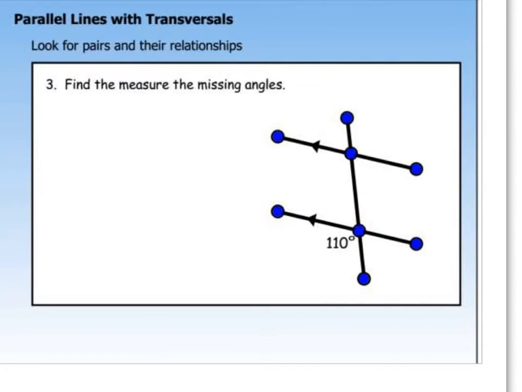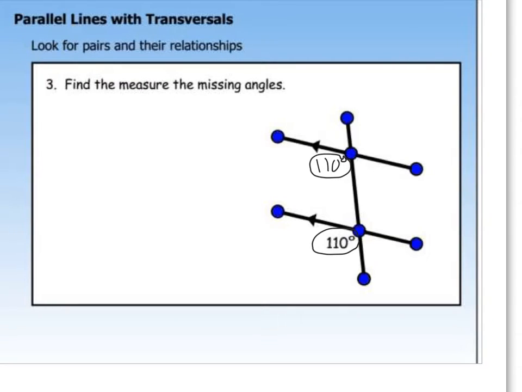Alright, we want to find the measure of all the missing angles. So if I'm given that this angle is 110, which other angles would be 110? Well, think. Corresponding angles would be congruent. Alternate interior angles would be congruent. Alternate exterior angles will be congruent. So if this is 110, I know that this angle right here would be 110 because those are corresponding angles.